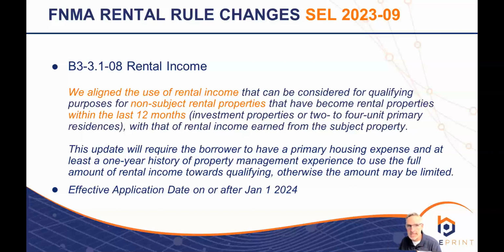And the key phrase in that update is this. It says, this is right from Fannie Mae, we align the use of rental income that can be used for qualifying purposes for the non-subject properties, basically new non-subject properties, like you just got it or it's in service, in line with the subject property. So there used to be a set of rules for subject and non-subject, right? You kind of had to know them, know what you can add, which we're going to walk over today.